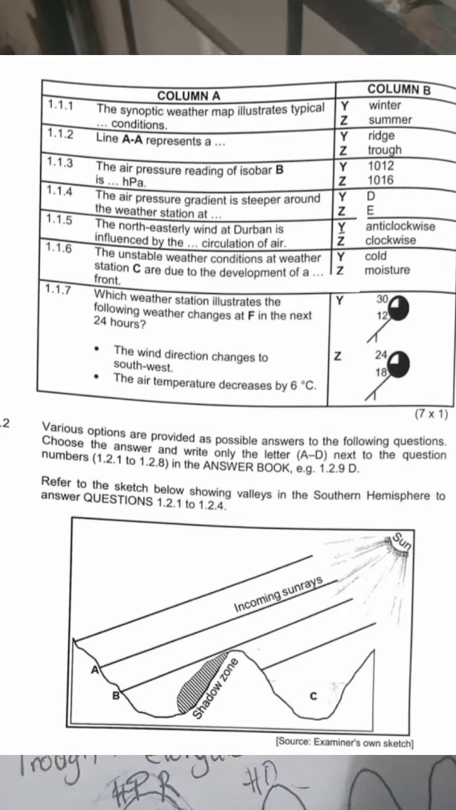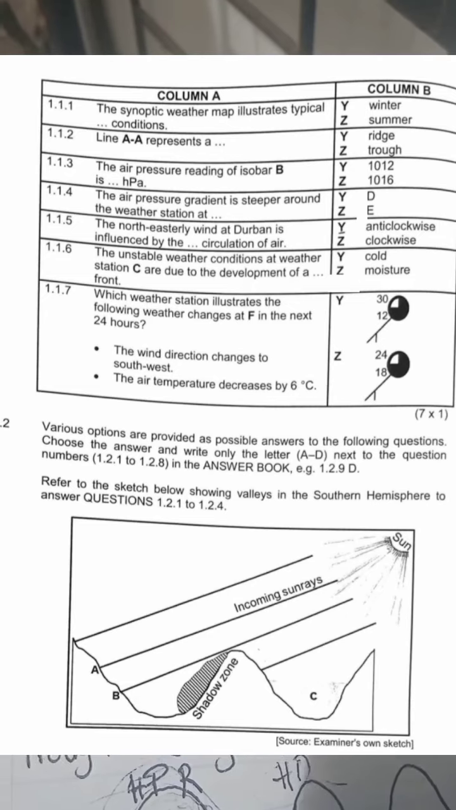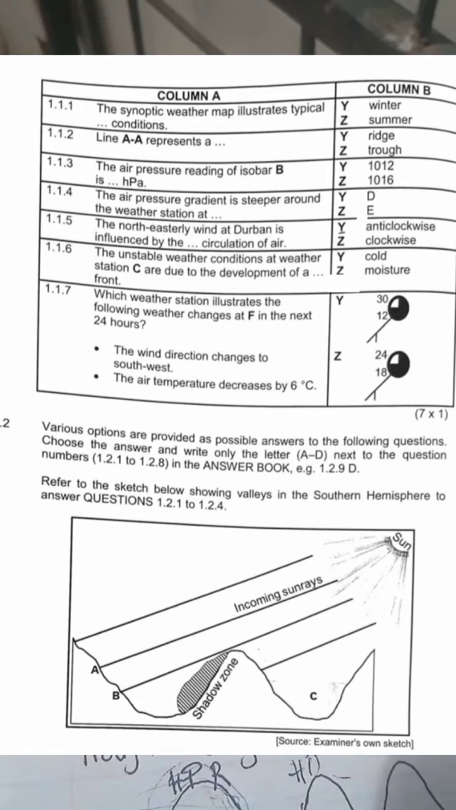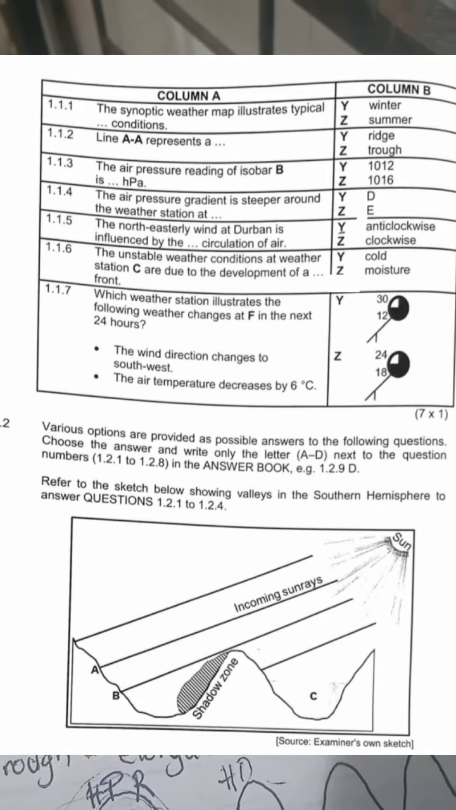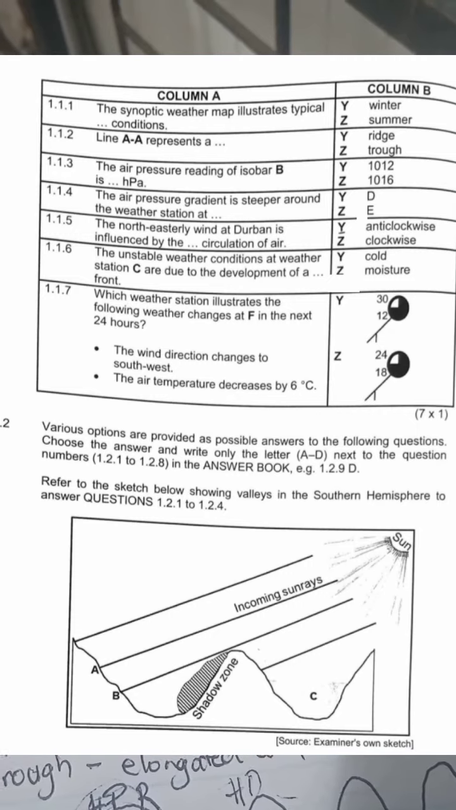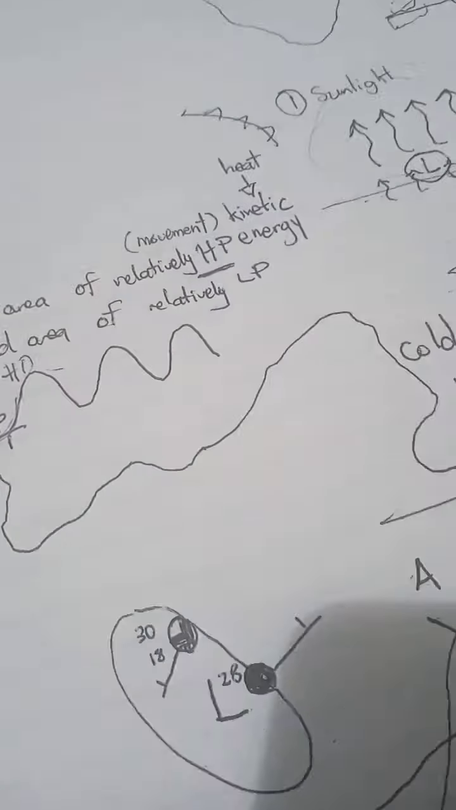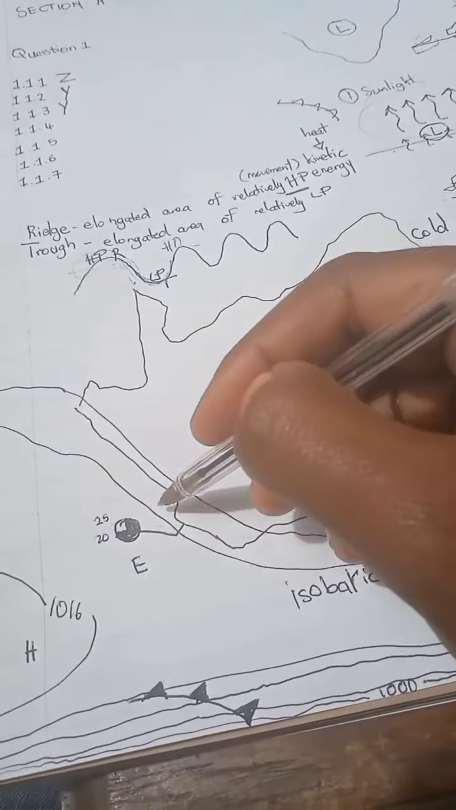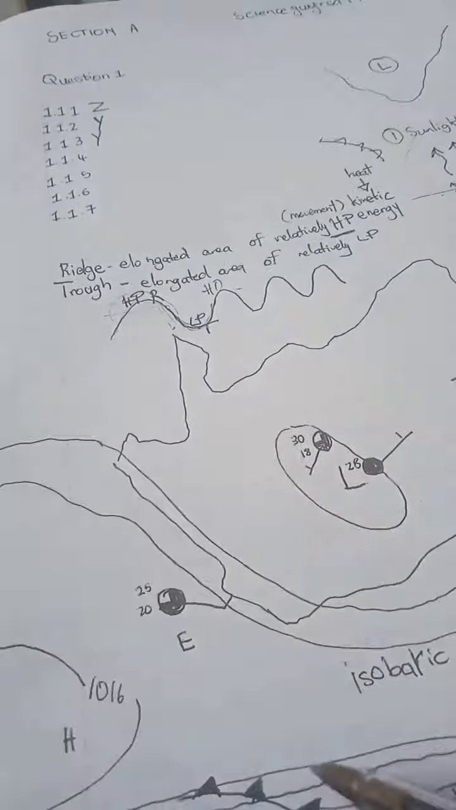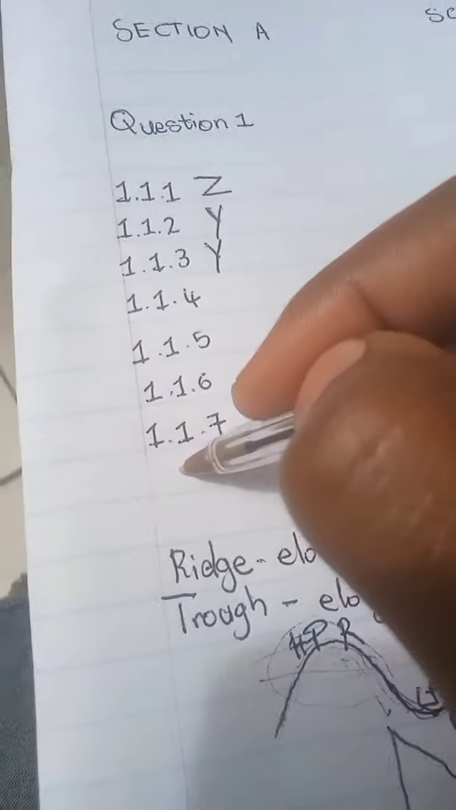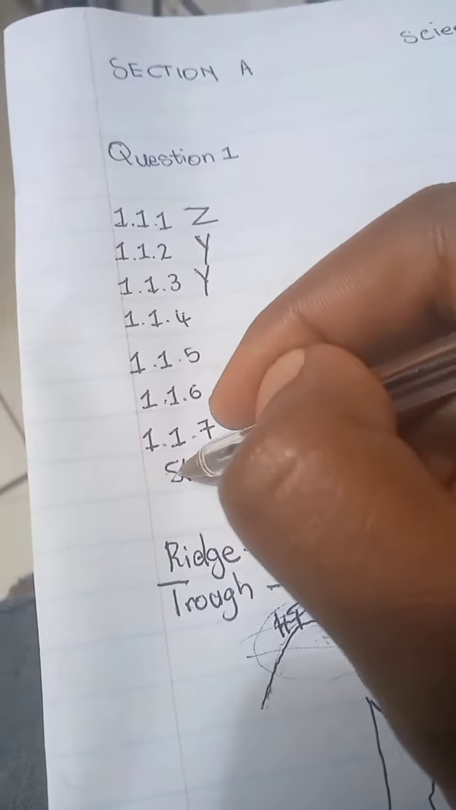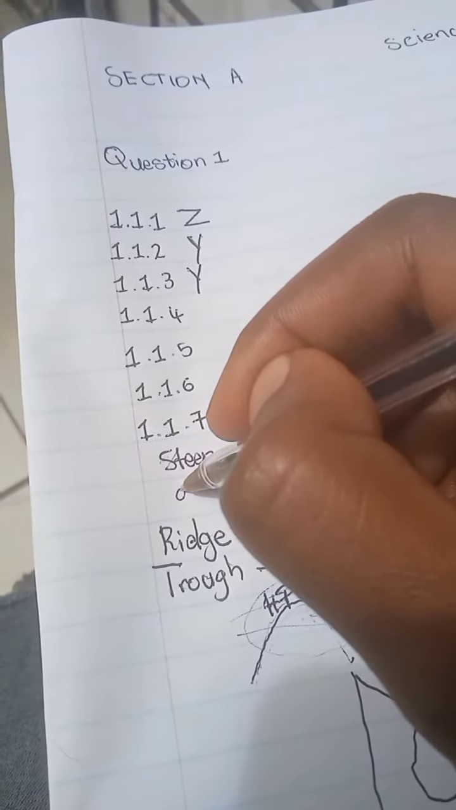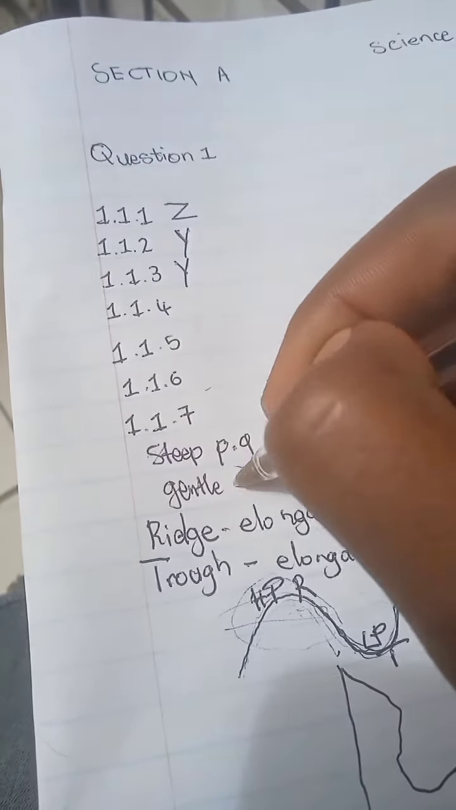The next question says the air pressure gradient is steeper around the weather station at D or at E. So we have two options. We have D and we have E. This is D and that is E. So what is a pressure gradient, guys? What is a steep pressure gradient? How do we see a steep pressure gradient? How do we see a gentle one? Because there's a steep and a gentle pressure gradient.